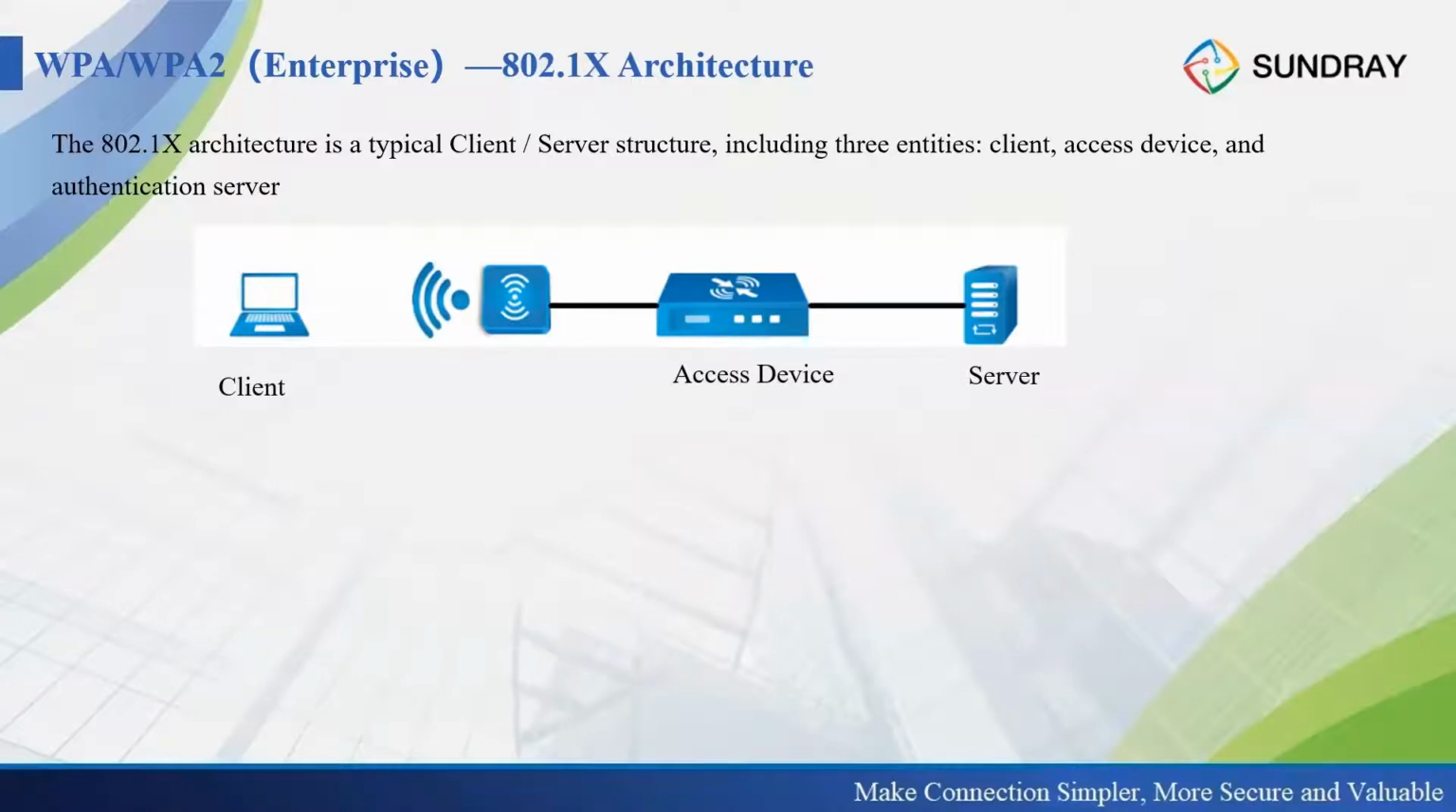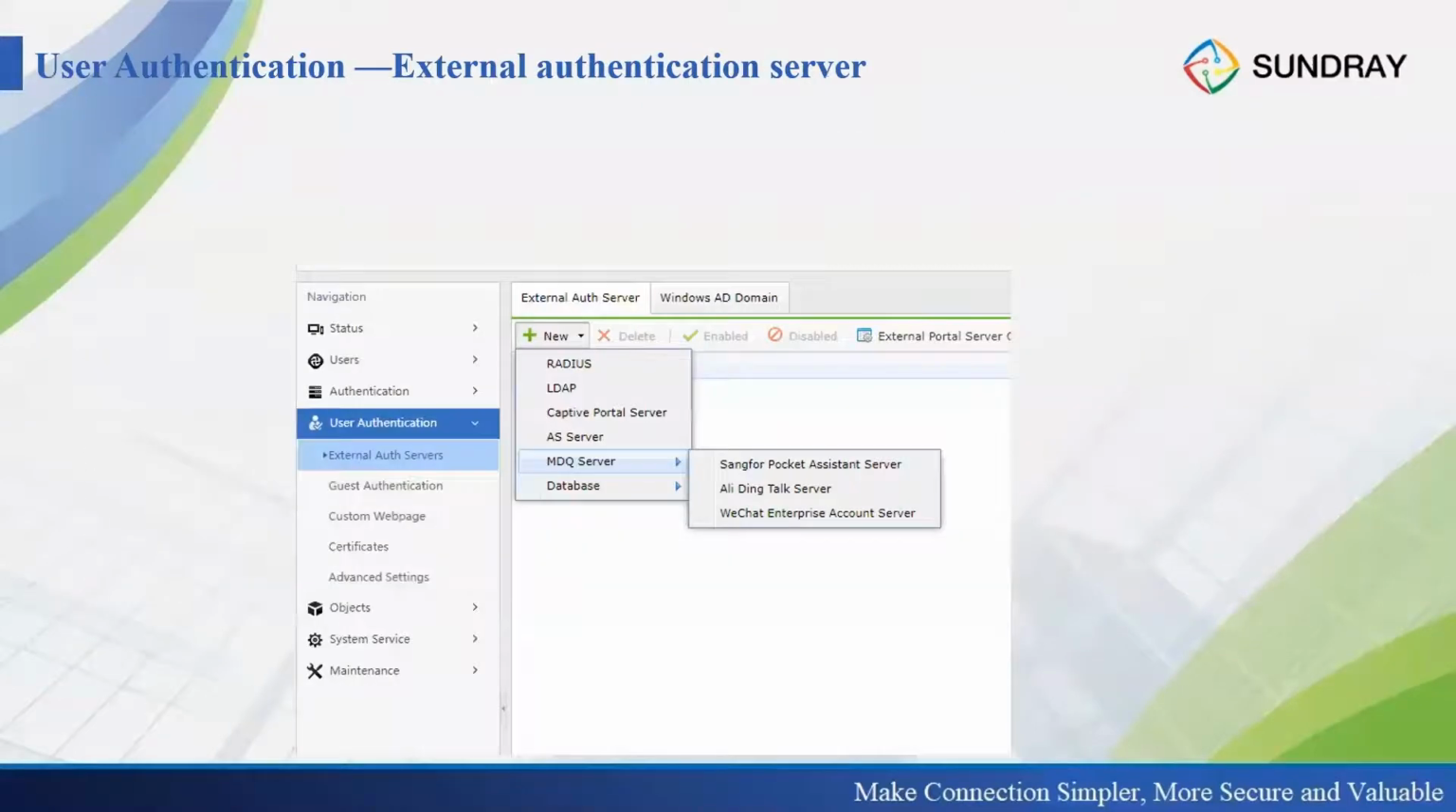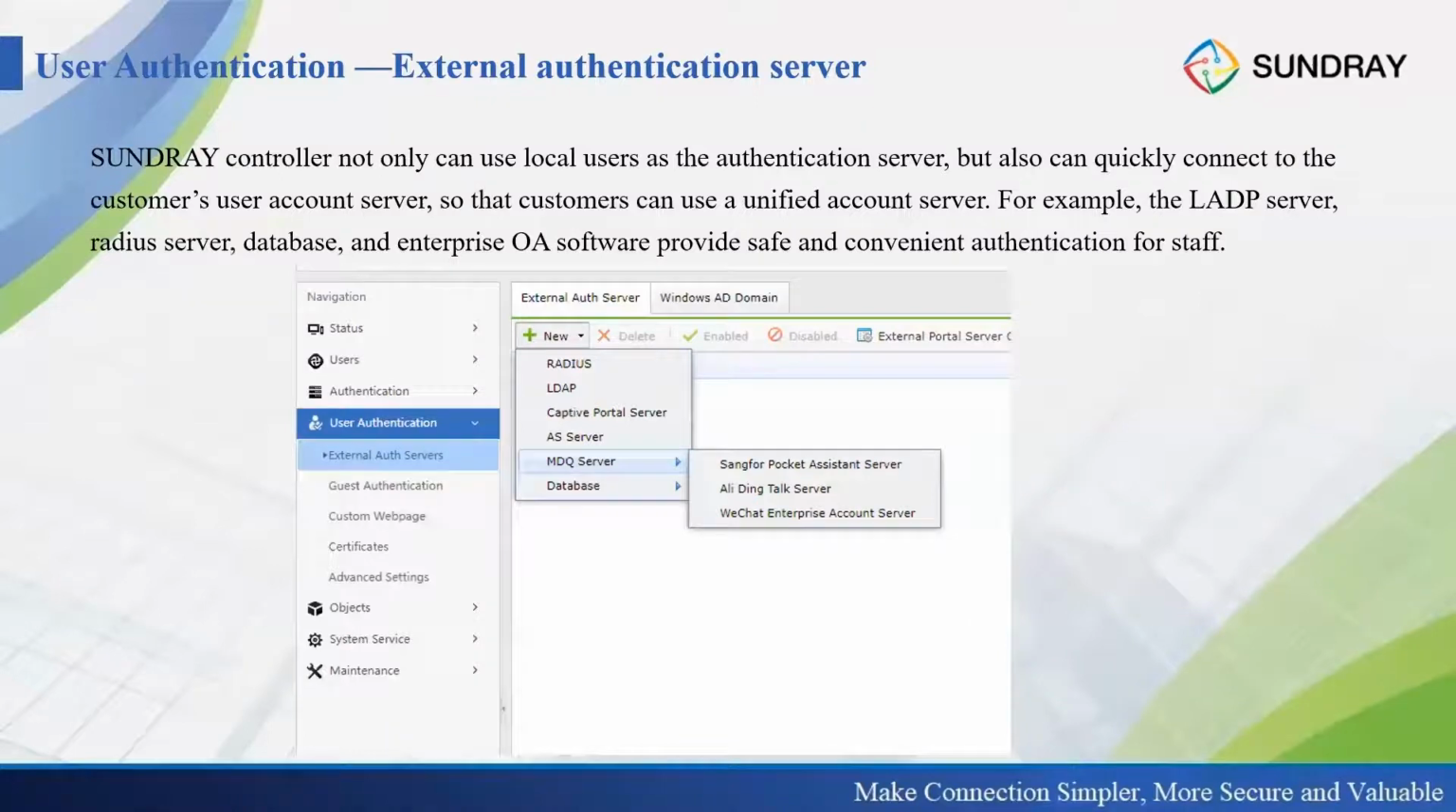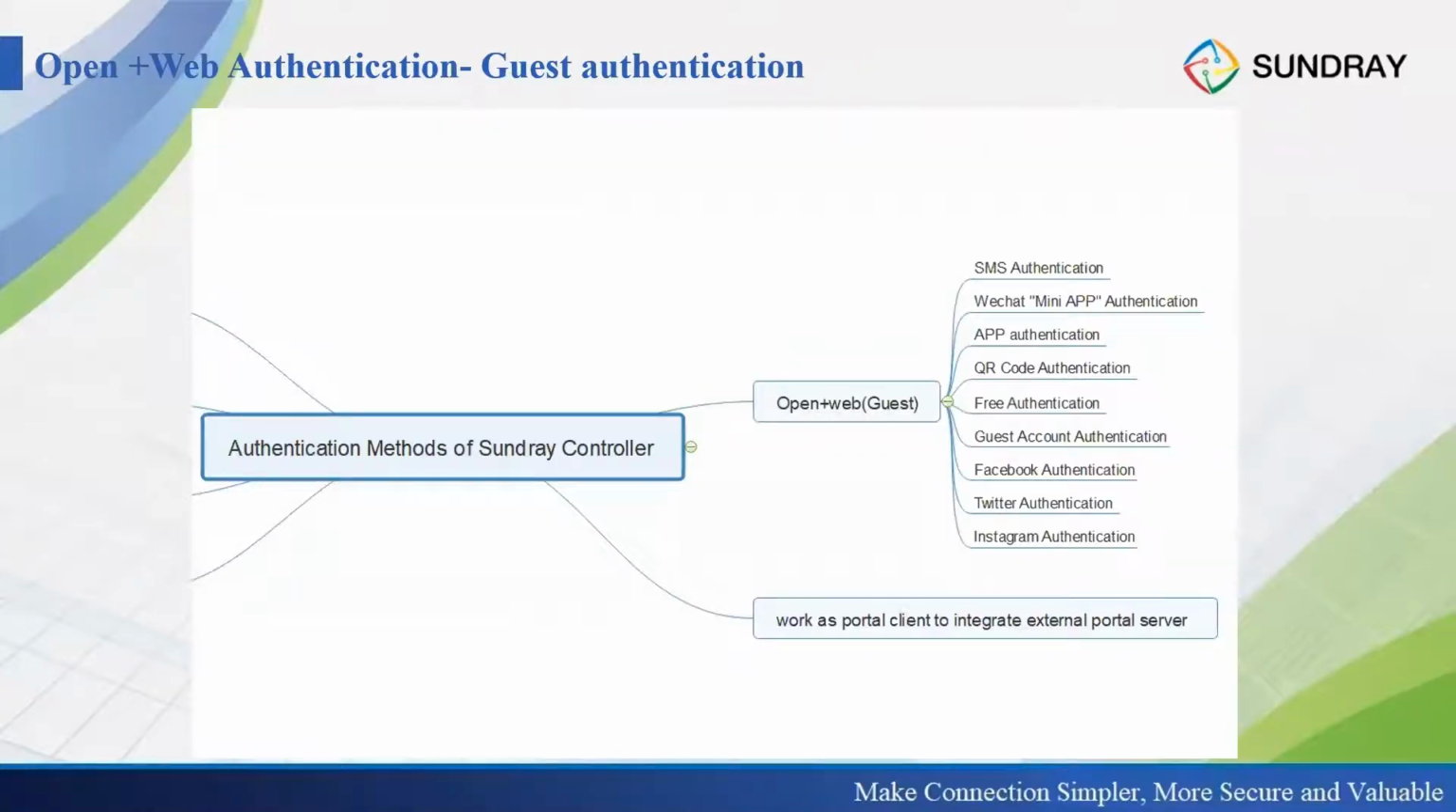So here is the architecture of this 802.1X authentication. In here we have the client, and we have the access device. The access device is our controller. Our controller can be the server by itself. Also, we can have external servers. Sundray, our controller, can also integrate with the following servers, and we already saw that in that table. So these are the servers we support for the external user database.